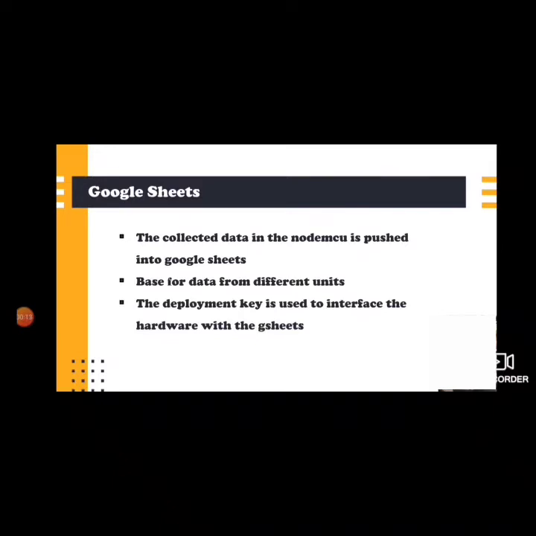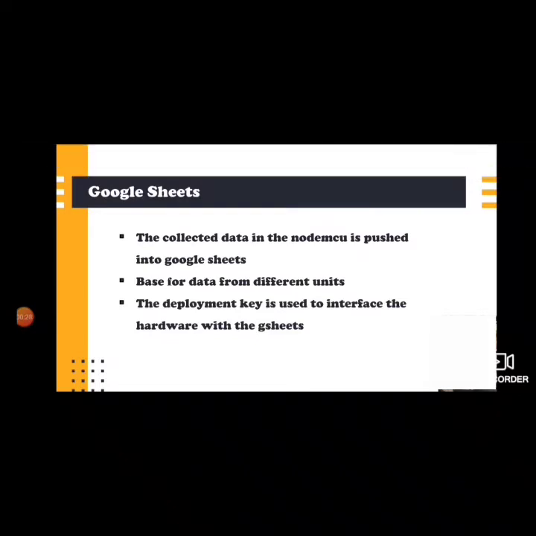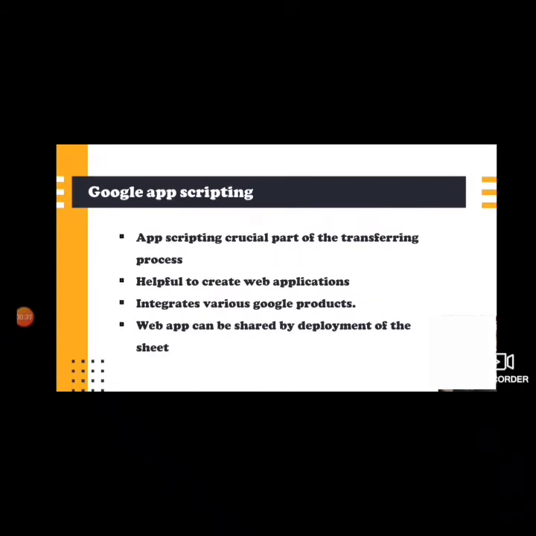The G Sheet acts as a base where information from all the units gets stored, which can further be used for processing purposes. The deployment key is used for interfacing the hardware and the G Sheet. Google Apps Script is used to achieve this. Apps Script is a cloud-based development platform for creating web applications. It helps in integrating various Google products.